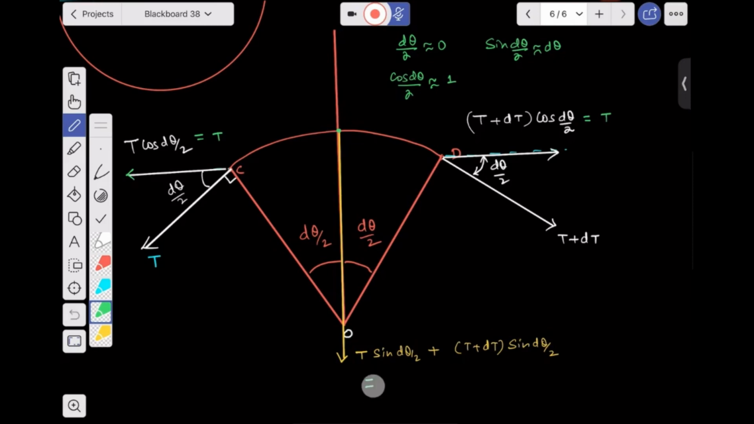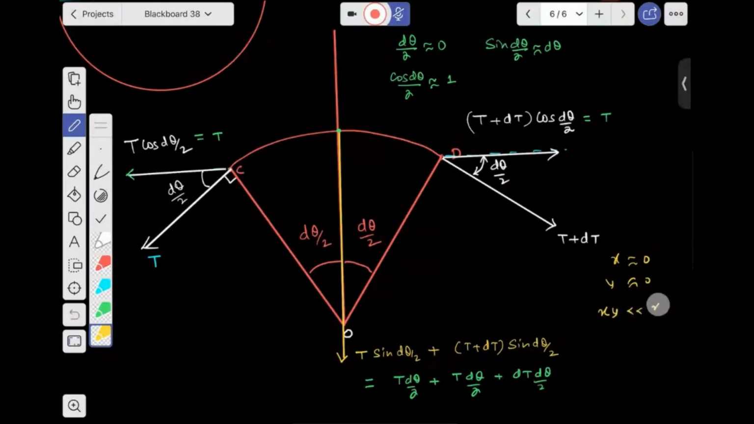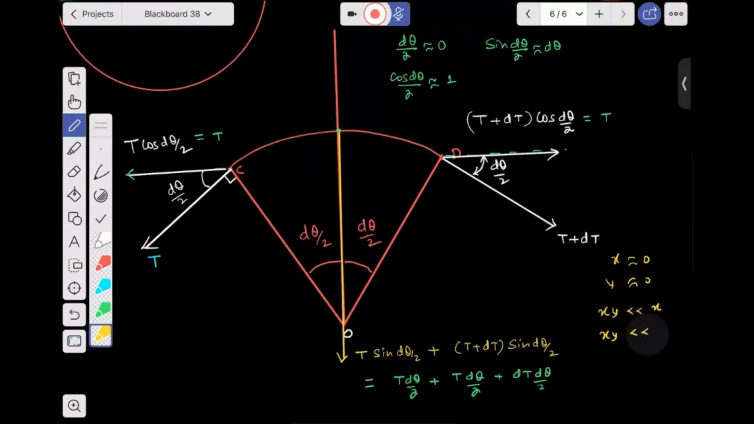Net force in the radially inward direction will be T dθ/2, and this one will be T dθ/2, and this one will be dT times dθ/2. Now if I have two very, very small quantities, suppose x and y, with x nearly equal to 0 and y nearly equal to 0, then x into y is going to be very, very smaller than x, and also very, very smaller than y. If x is small and y is small, then x into y will be very, very small. So x into y can be neglected with respect to x, and also with respect to y. All of you getting this logic or not?